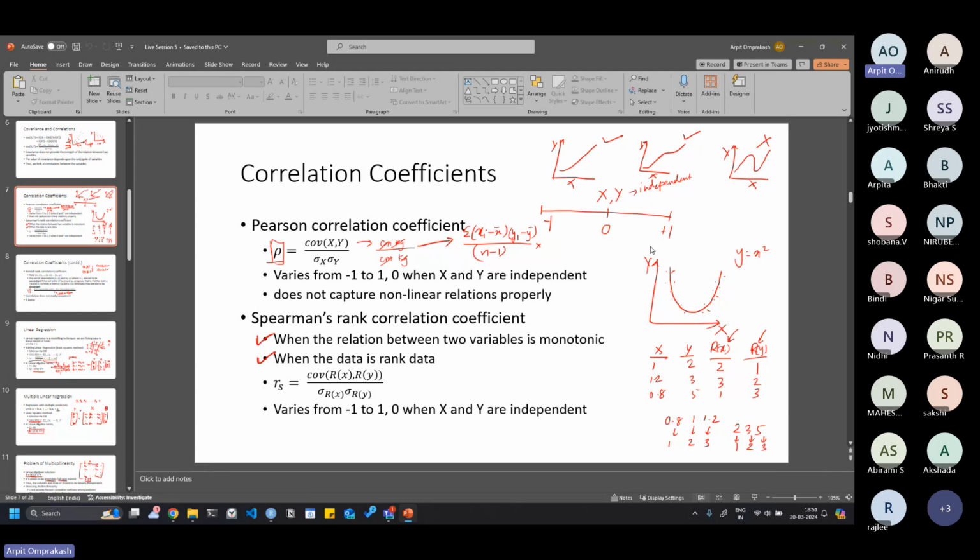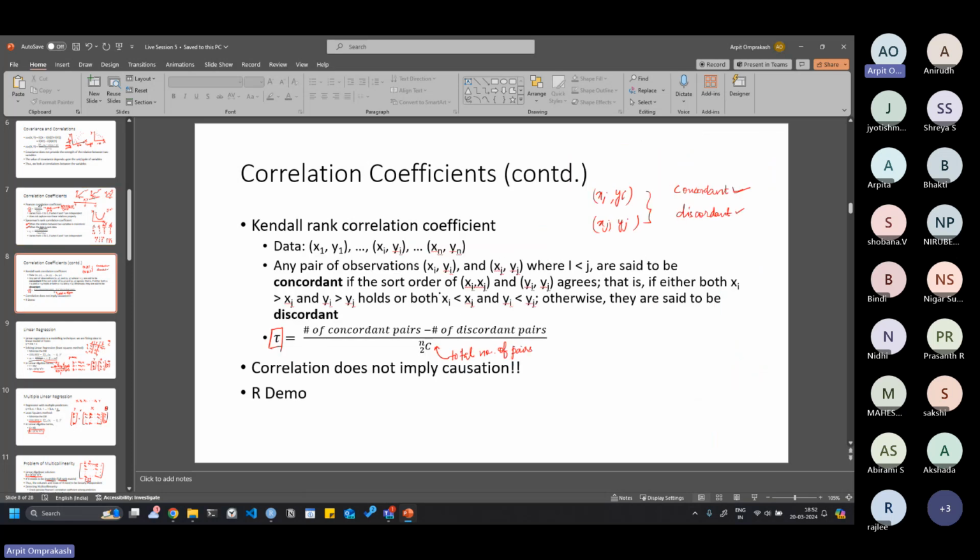So we use something called the Spearman rank correlation coefficient, where the basic formula is the same, but instead of using x and y, we use the rank of x and the rank of y. So let's say for x, we have data 1, 1.2, and 0.8. We arrange it in ascending order. The lowest value gets rank 1, the next value gets rank 2, the next gets rank 3, and so on. Similarly, for y, we can do the same. Then we use these rank values to calculate the correlation. Similar to Pearson's, it varies from -1 to 1 and it is 0 when x and y are independent.